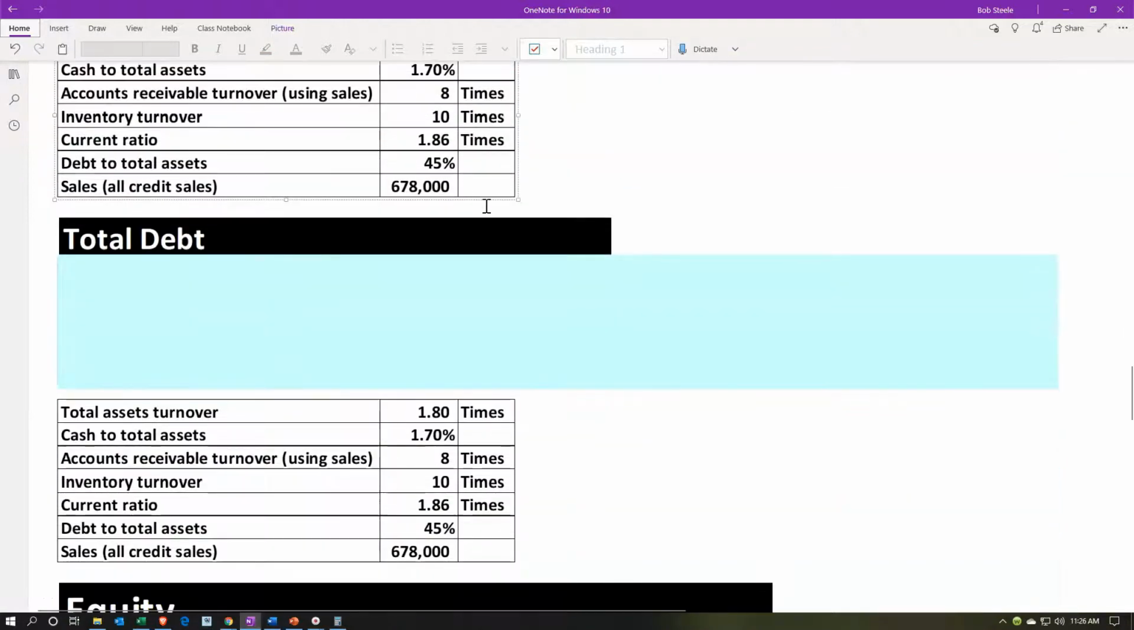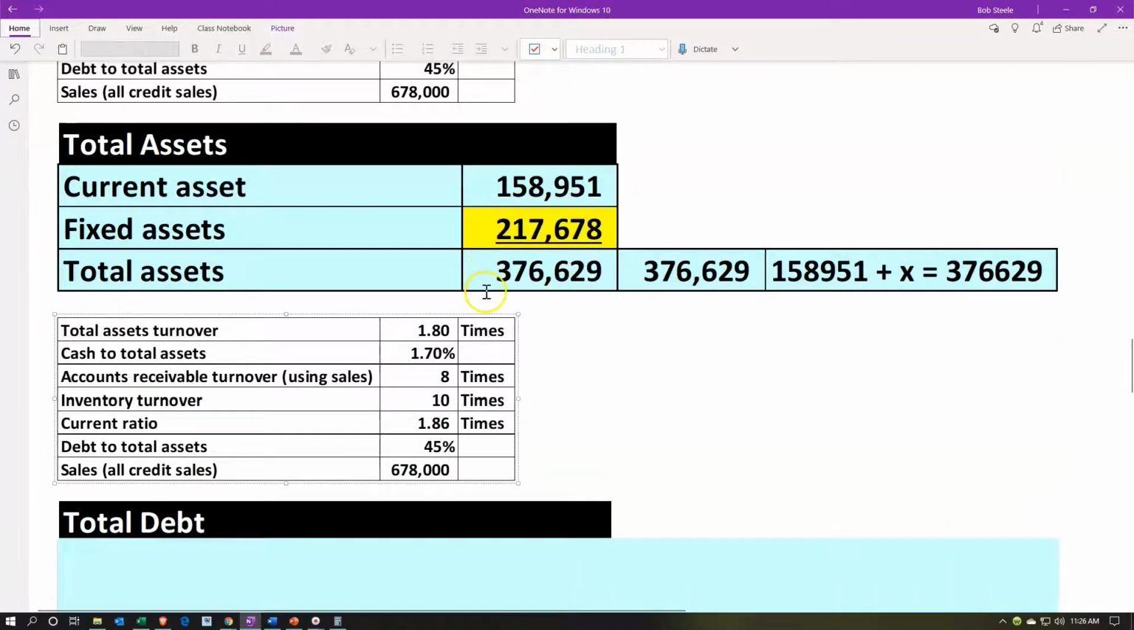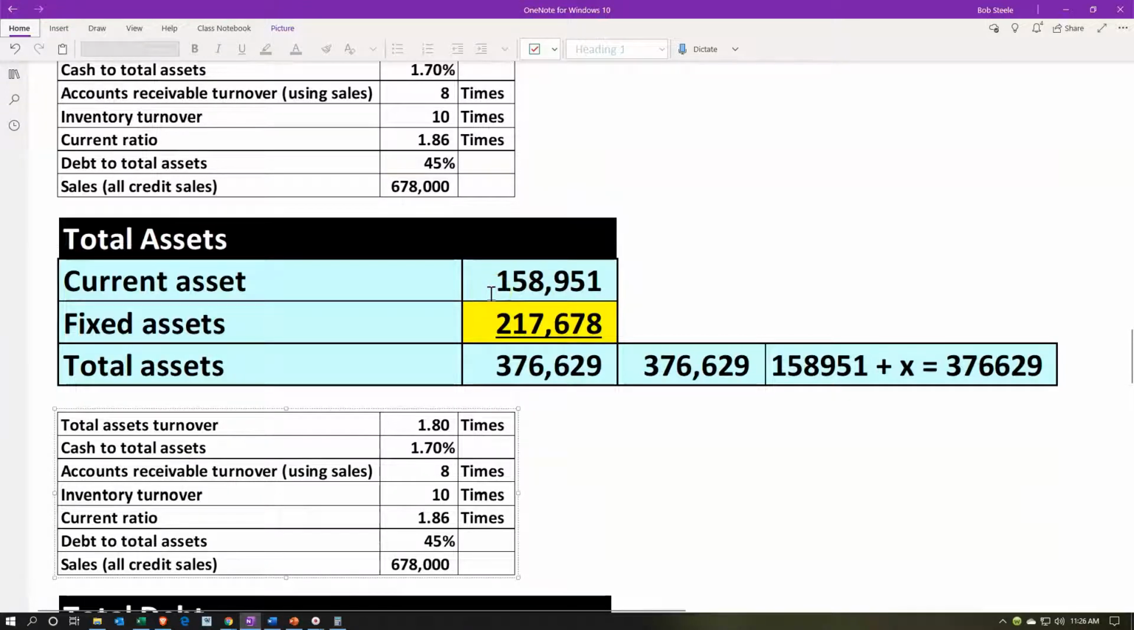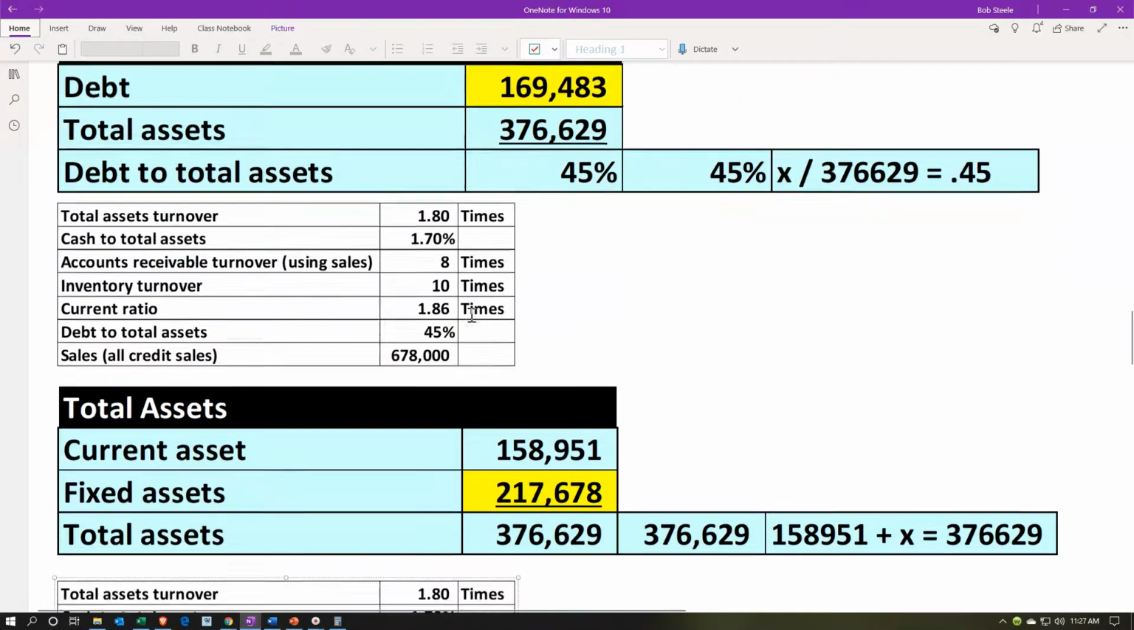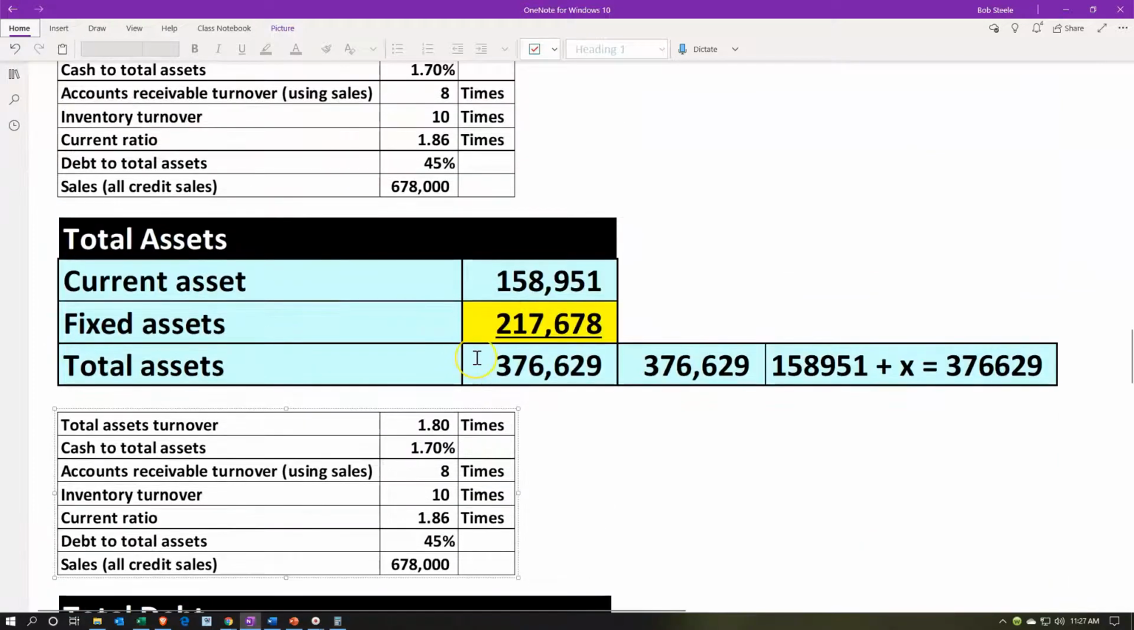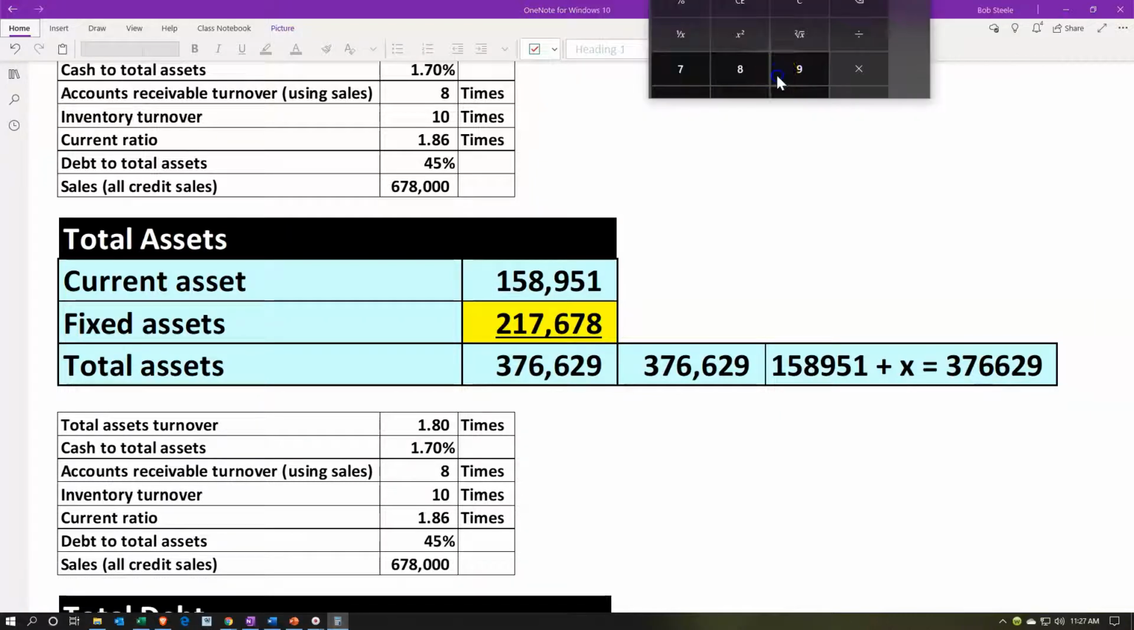158,951, scrolling back down, the current assets are 158,951, fixed assets we don't know, property, plant, and equipment being the fixed assets, and then the total assets we had up top, that's the first thing we did. If we go all the way up top, total assets we calculated here in the total asset turnover, the 376,629, scrolling back down, we see that here, 376,629, so the unknown being the fixed assets. If we write that out algebraically, then we got the 158,951 plus x is going to be the 376,629. So then we're going to solve for x, which will be the fixed items.